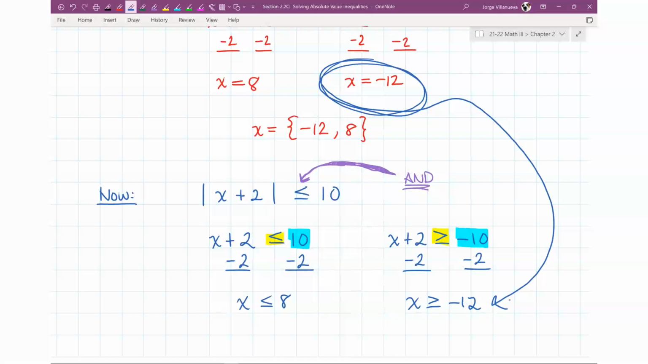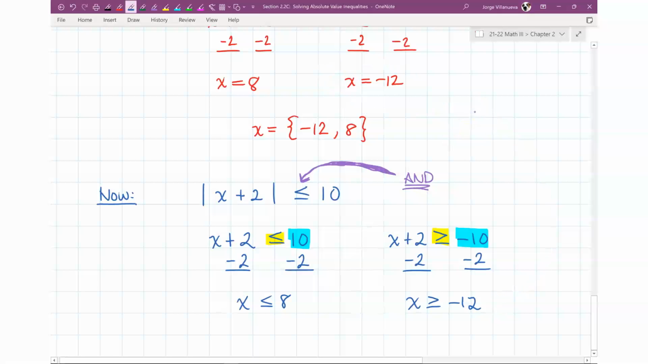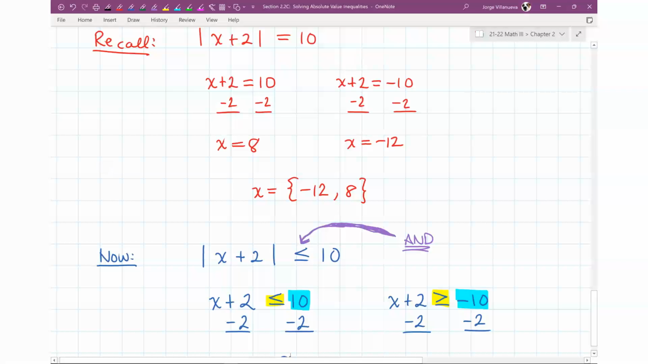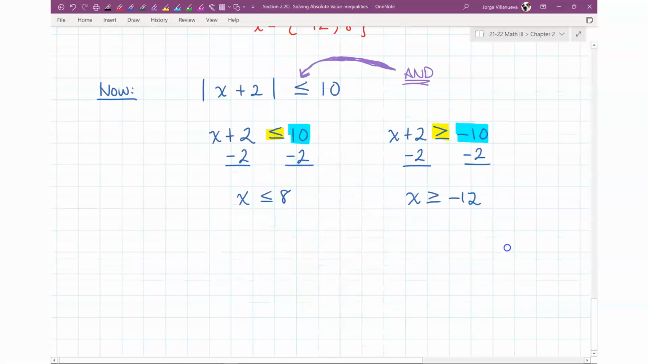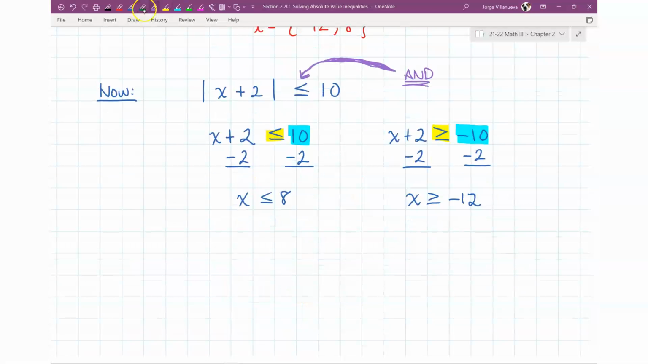I didn't have to learn a whole new skill. The only thing that was different was the stuff that I highlighted for you guys. Instead of using equal signs, we used inequalities. We had to flip the inequality when we changed the number to a negative. So that's all you have to do. The rest is stuff you know how to do. Now, we do have to graph these problems. Remember, this is an AND problem. So let's go ahead and graph this.